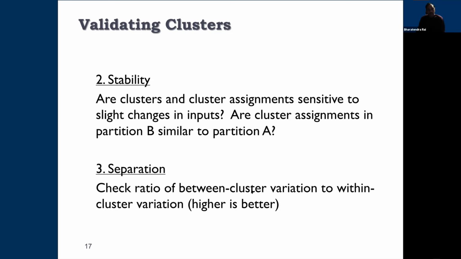Separation: check the ratio of between-cluster variation to within-cluster variation. If there are two clusters, within the cluster we want less variability because we want the companies within one cluster to be very similar to each other. But between two clusters, we want maximum variation. They should not overlap with each other. They should be separate, very clear. So we want the between-cluster distance to be more. One way to combine those two ideas is this ratio of between divided by within. Obviously, the higher the better.